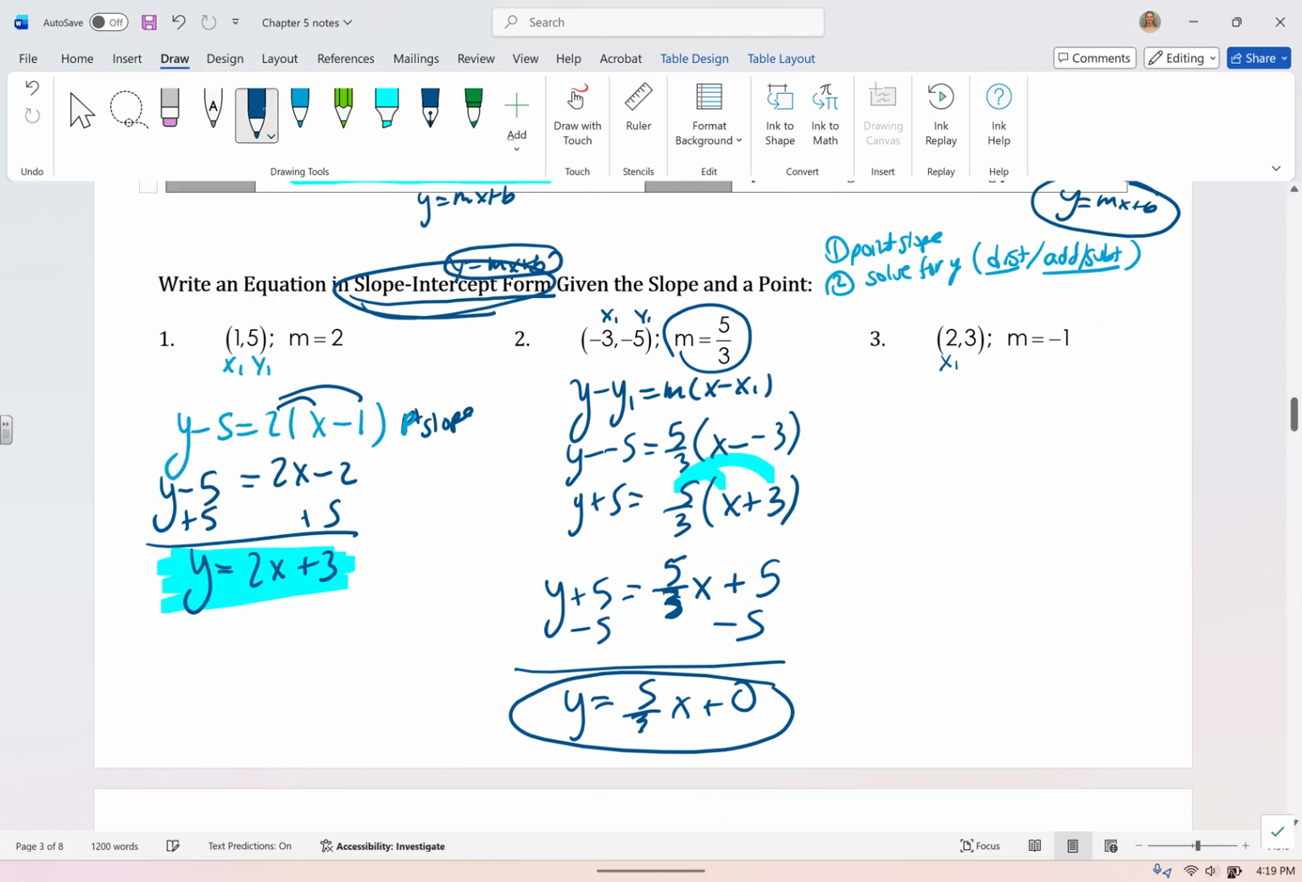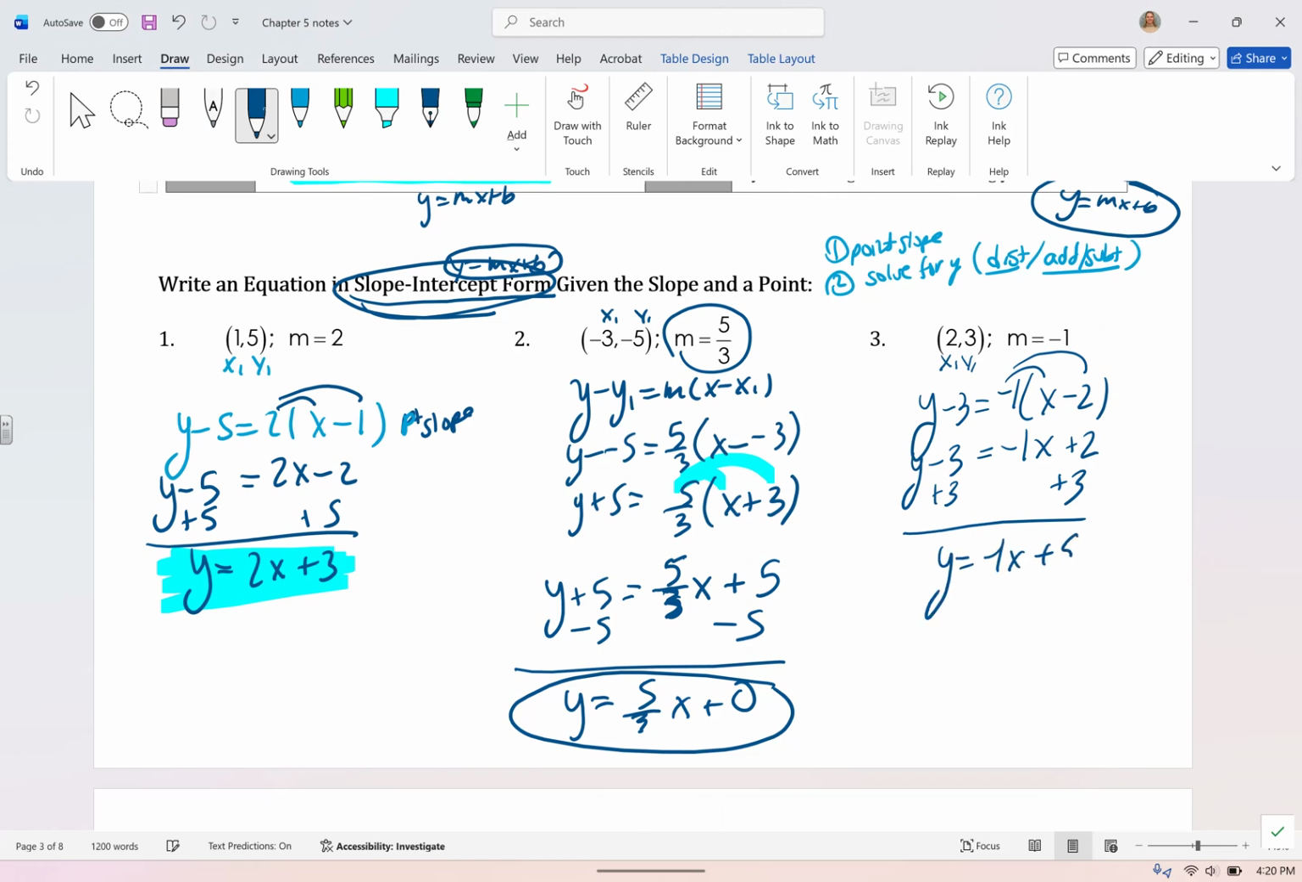So x1 and y1, do y subtract 3 equals -1, and then x subtract 2. So when we distribute this, we are going to get -1x, and negative times negative is a positive 2. That's what I notice a lot of kids are struggling with, that they forget that negative times negative is not negative, it's positive. Then solving for y, you get y is equal to -1x and then plus 5. Okay.